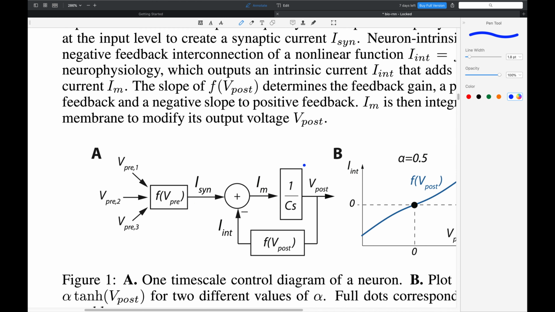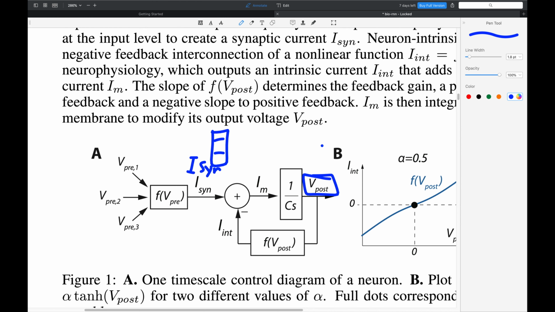So this is a control diagram of a neuron in a single time scale. Through the synapses, you can see that this neuron receives signals from other neurons, Vpre1, Vpre2, Vpre3, and combines these signals and passes them through a nonlinearity f, just like any other recurrent neural network, and produces an output signal of I_syn. This goes through and is divided by 1 over C_s and then added up. So this is a vector or a matrix, and this is added up to produce this V_post.